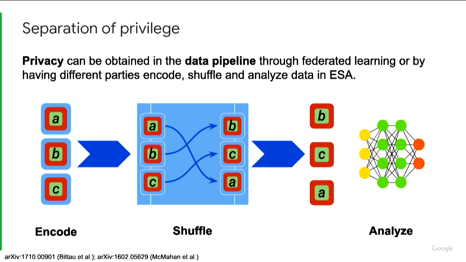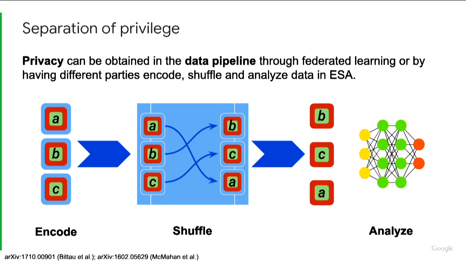Another example is ESA, where it's basically a framework to enable a central entity to also analyze data that was collected from a large set of users. And so the framework works in 3 steps. First, the end users will encode their data as reports. So these reports contain their individual data points. And then they will send these reports to a shuffler.